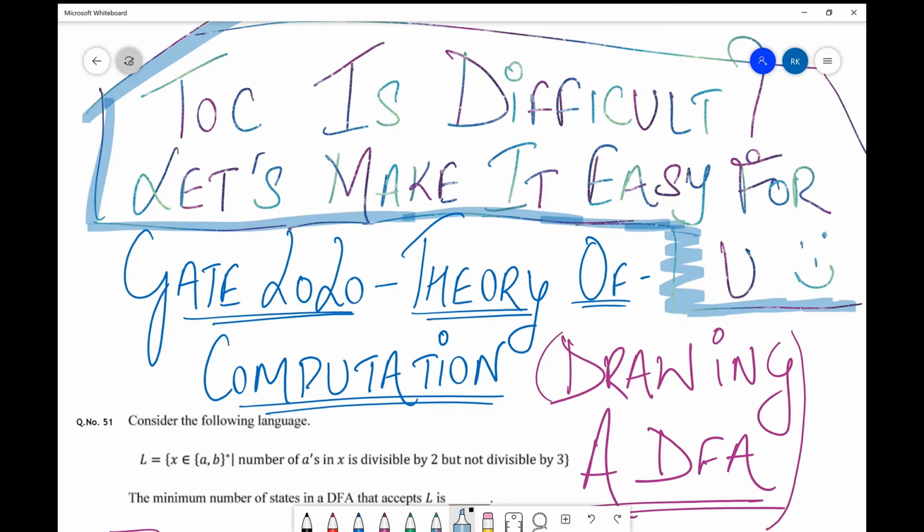And in this particular session, we are going to take up GATE 2020's question. Yes, it did appear in GATE 2020, and this question is very simple, very basic, but those who practice TOC, for them it is very simple, and for those for whom it is not that simple, it will become simple after this video session. So let's quickly dive into the question and see how we solve it.